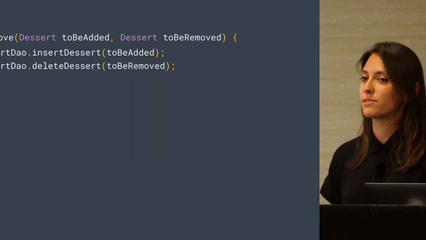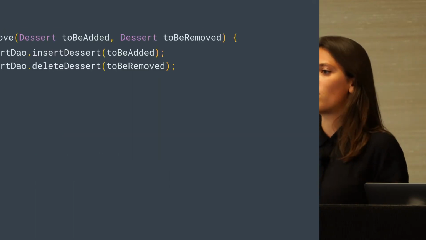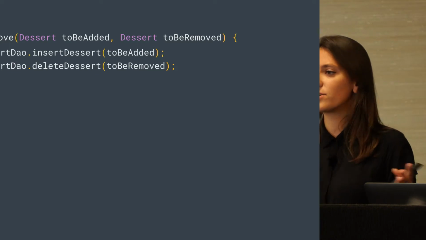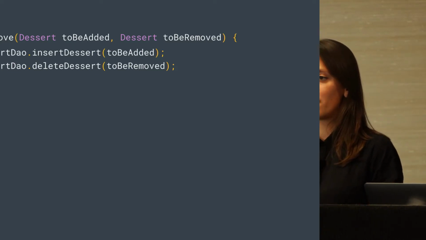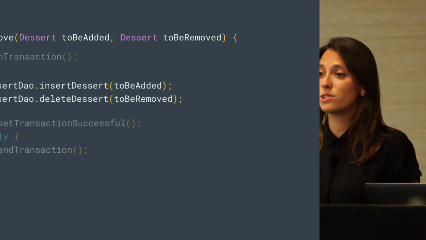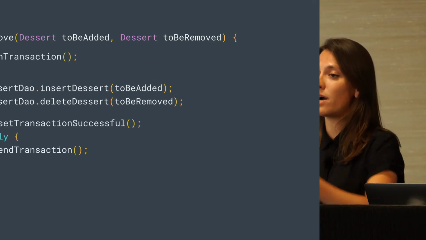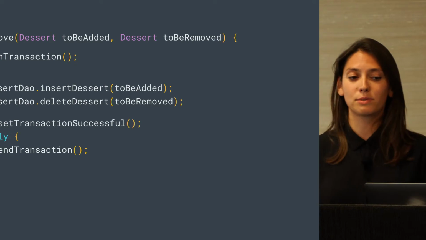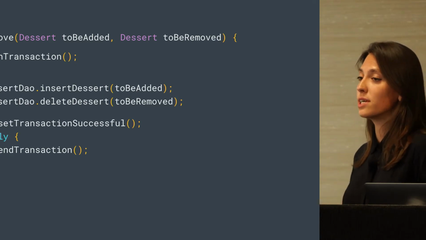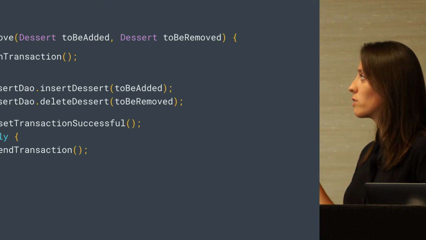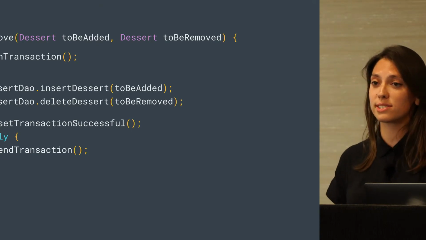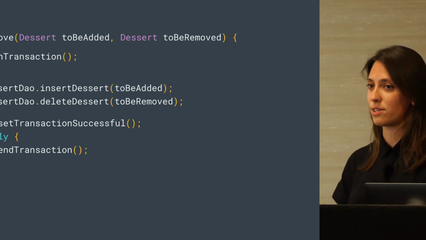But what if you have a different case? What if you want to do other operations like adding a dessert and removing a dessert, and you want this to be an atomic operation? Well, with the help of Room, all you need to do is just wrap those DAO calls in your own transactions. So you will use an instance of your database, do begin transaction, do your DAO calls, set transaction successful, and then end transaction.